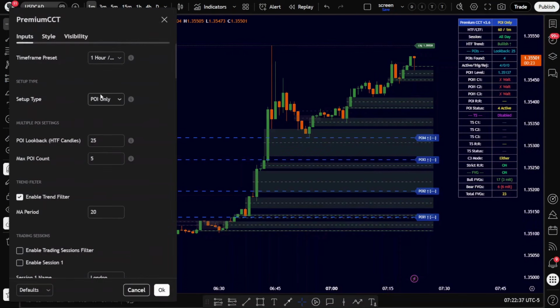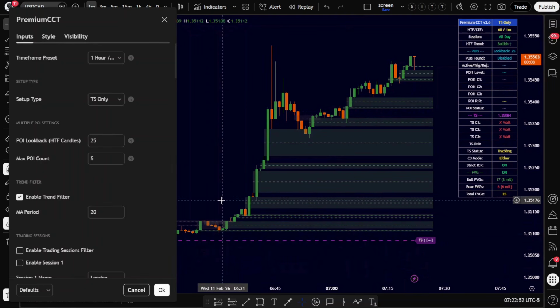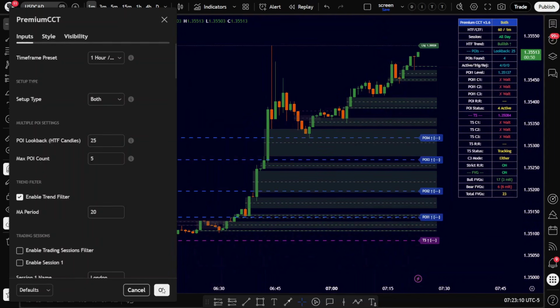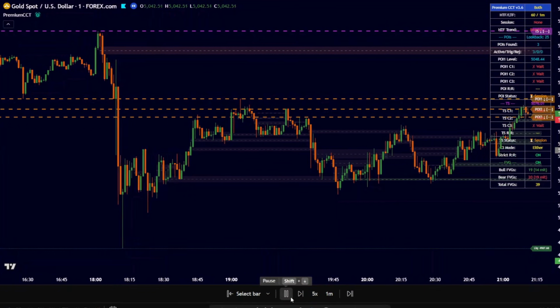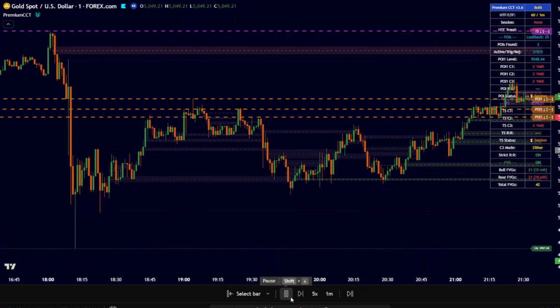Next, let's talk about setup type selection. You have 3 options here. POI only means the indicator tracks only point of interest setups. TS only means it tracks only turtle soup setups. And both means it tracks both simultaneously, which is what we recommend when you're getting started. POI and TS are 2 different entry strategies based on the same higher time frame setup. We'll cover exactly what each one means in just a moment.